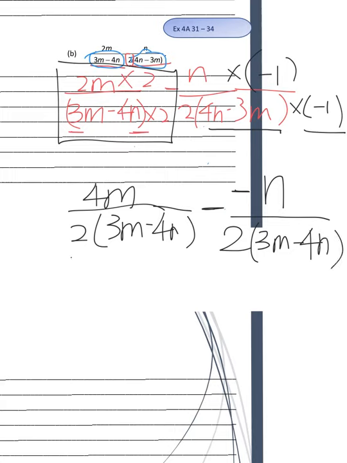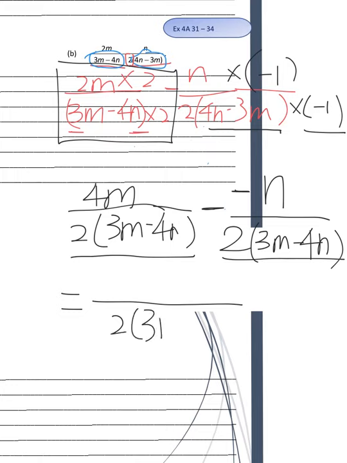So after that, you can see that now both denominators are the same. So we can do subtraction now. Keep the denominator. And then for the numerator, 分子, it becomes 4m minus n. And add the bracket for that. So can you see, is there any items that we can simplify? No. So this one would be the answer.